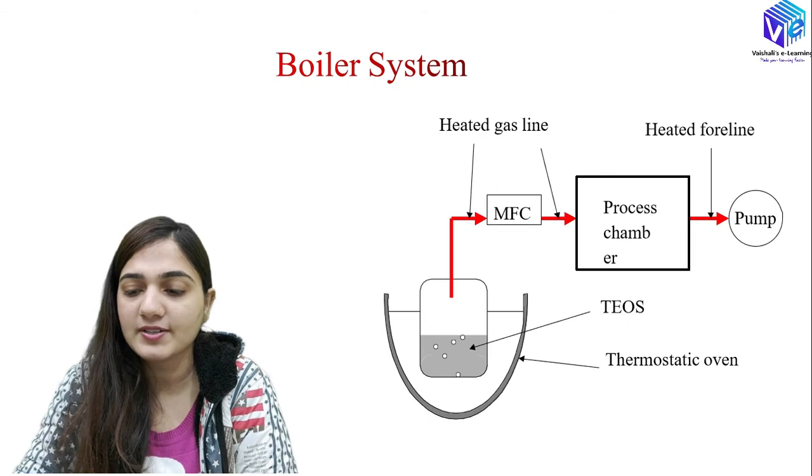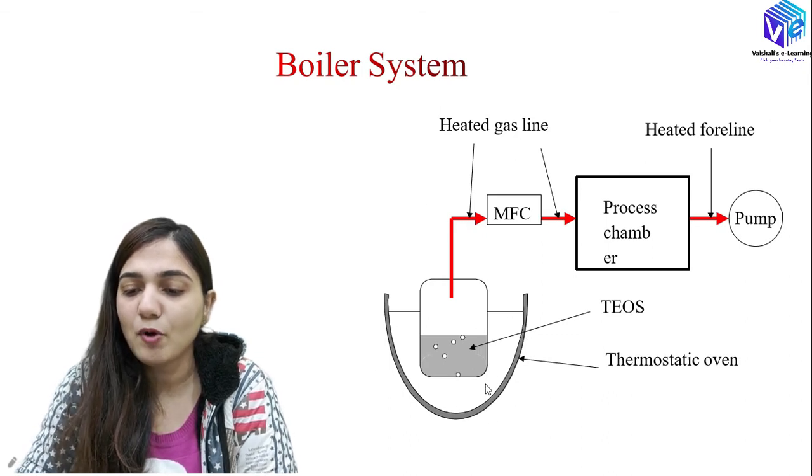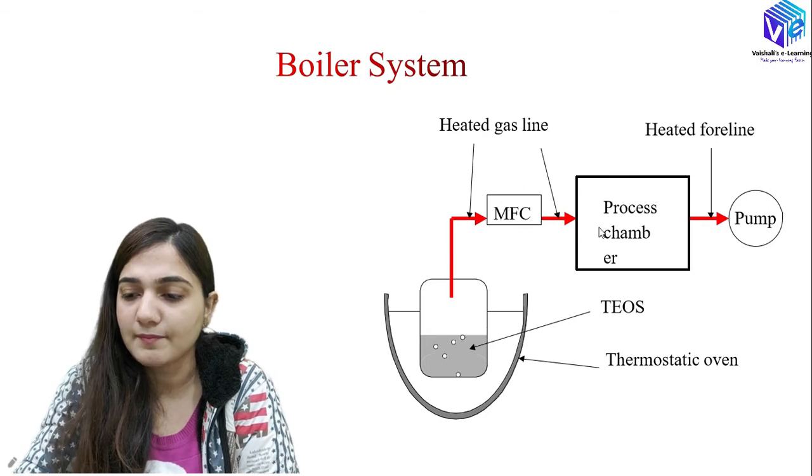So this is my boiler system. Here you can see we are having the process chamber. Okay, so this is the pump, this is the heated gas line that we have. Okay, so this is the TEOS that is present here, and we are using a thermostatic oven over here. Okay, so this is my boiler system. We are boiling this and we are supplying the heat, and this is vaporizing, and the vapors of TEOS are going to the process chamber.